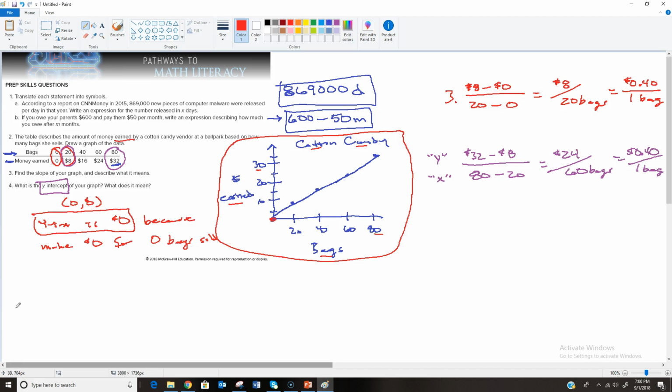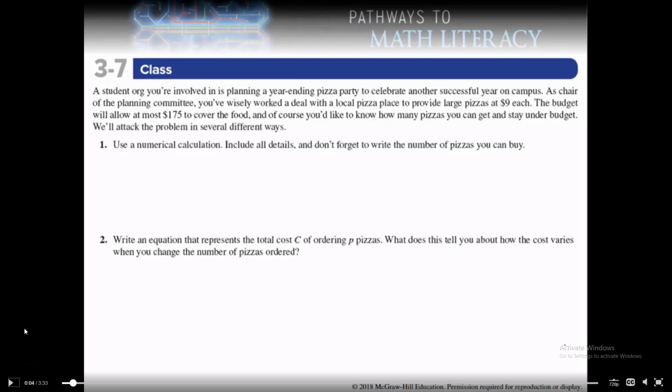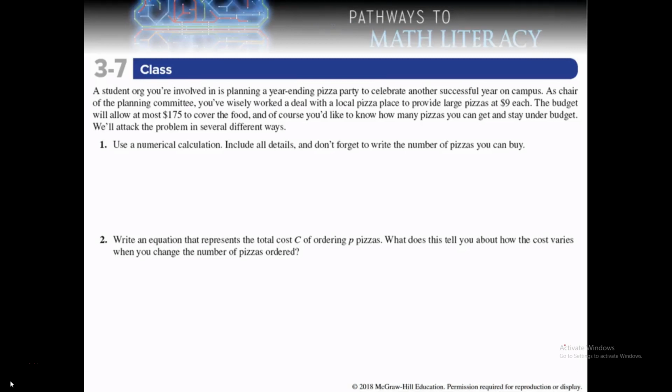So now we're going to go on to the class work, and hopefully everything's going well, and you should be done soon with your 4th set of notes. Here we're told that we have $175 to spend on food and we're buying pizzas at $9 a piece. Number 1 says figure out how many pizzas you can afford using a numerical calculation, which means no variables, just what would you punch in your calculator.